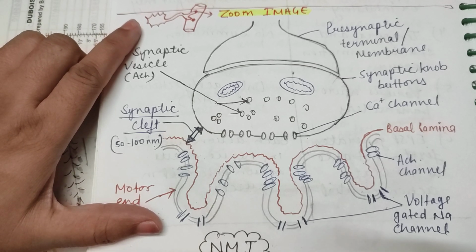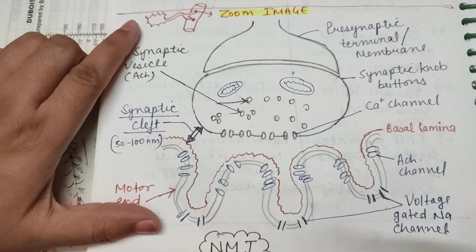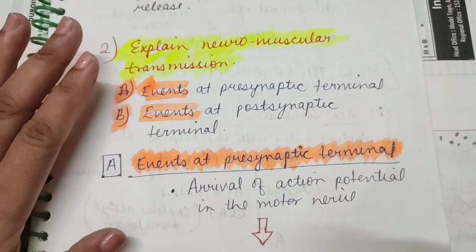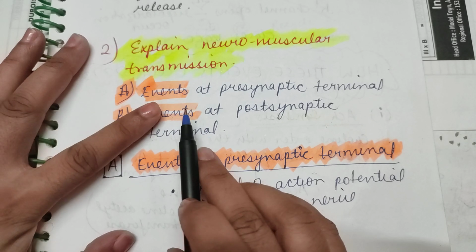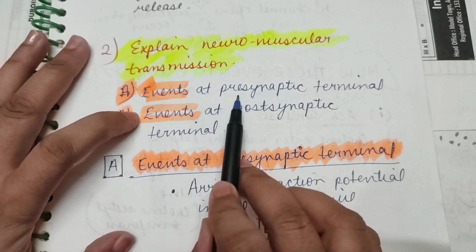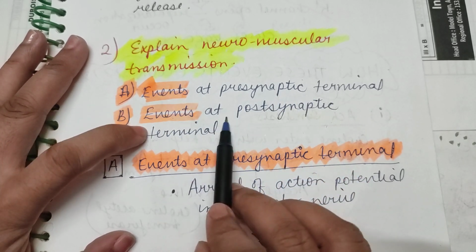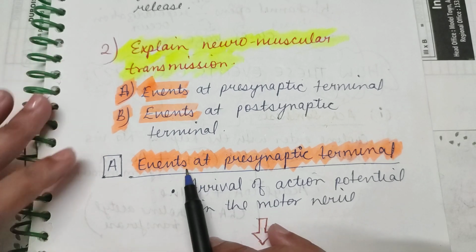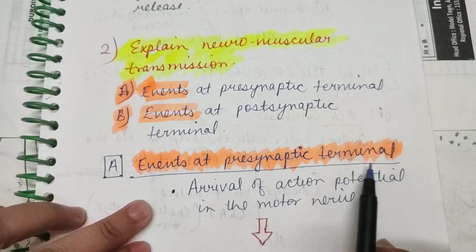So then you can start the transmission part. So let's see what we are going to write in transmission. So we can start that neuromuscular transmission has two parts: events at the presynaptic terminal and events at the postsynaptic terminal. So let's first see events at the presynaptic terminal.